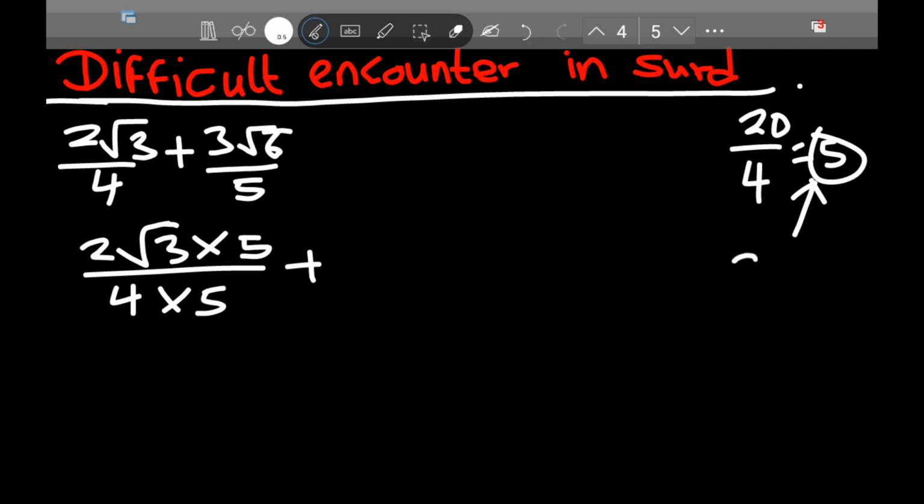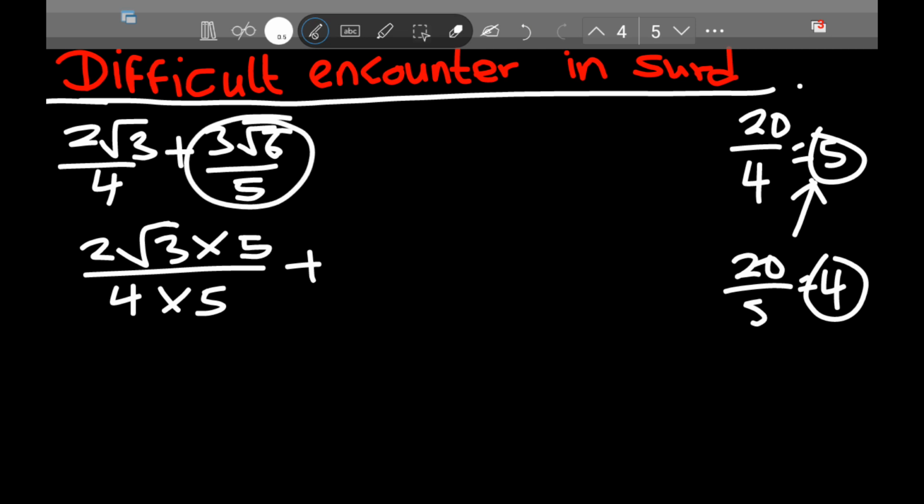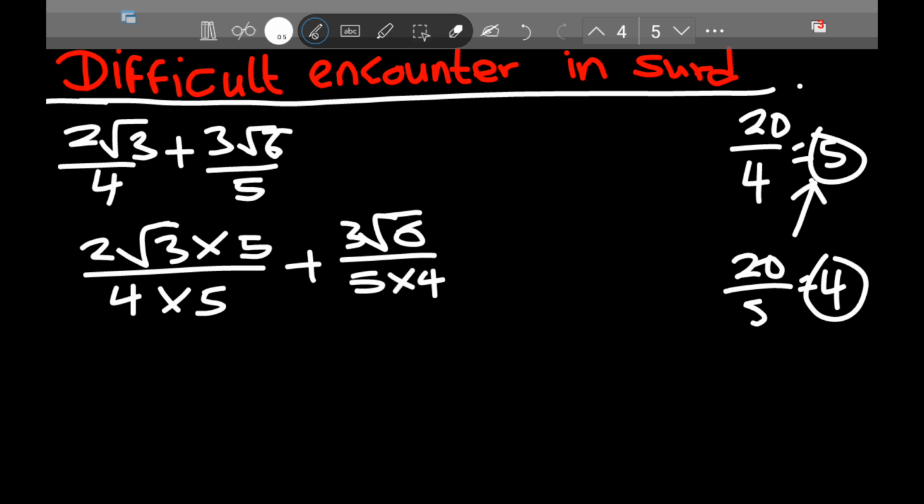Now this 20, you want to use it again, divide it by 5. 20 divided by 5 is 4. So for this 4, multiply it just as you did here by 3 root 6 over 5 times 4, because you want to multiply that 5 by the 4.